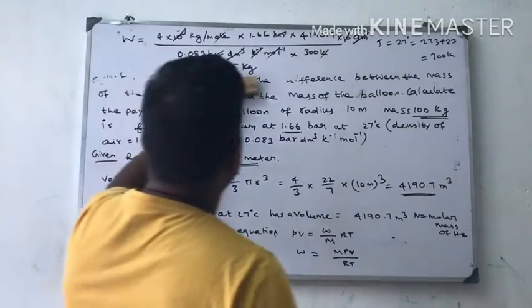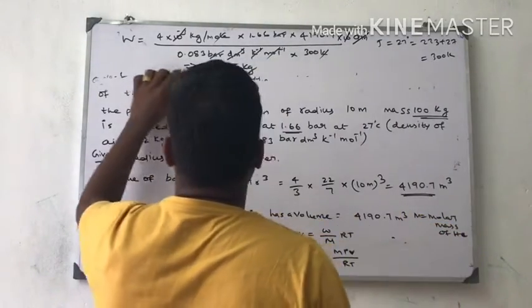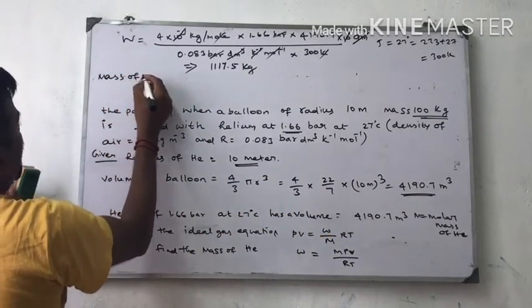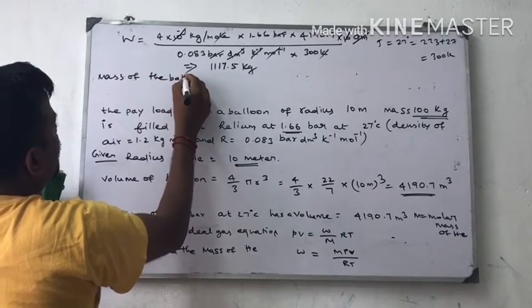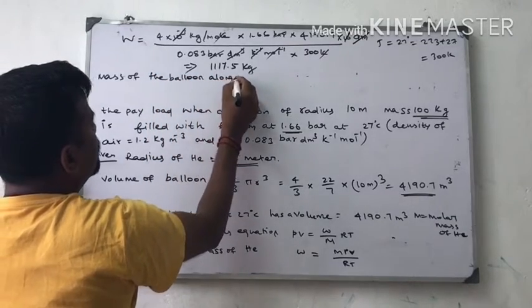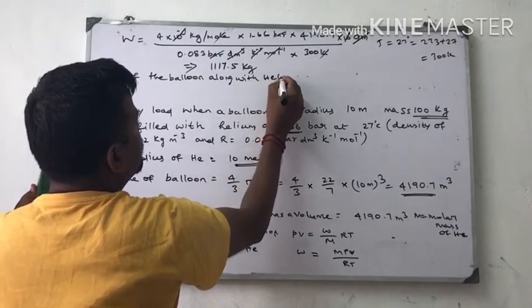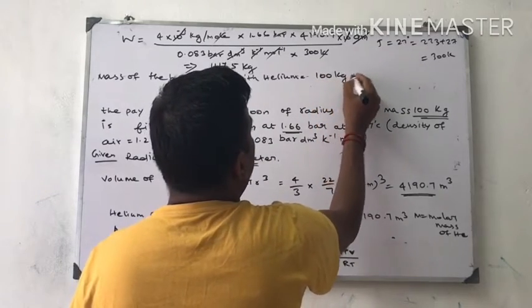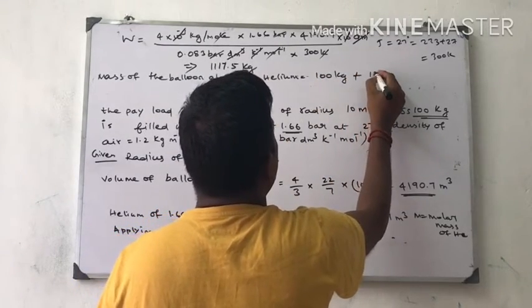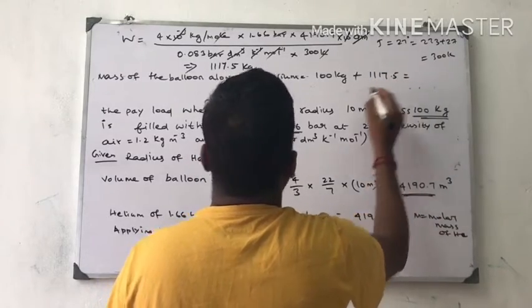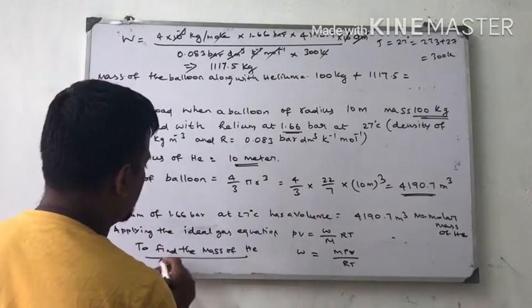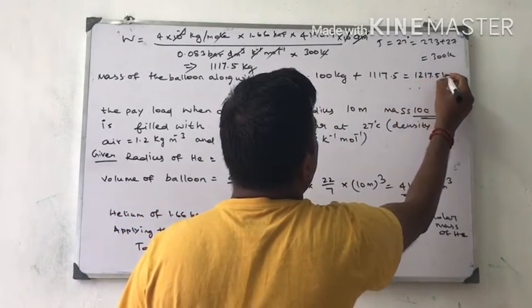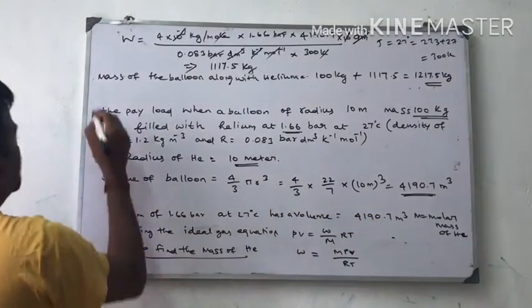Next point is the mass of the balloon along with helium. Mass of the balloon given is 100 kilogram plus helium weight 1117.5, which we found as the mass of helium. So we get 1217.5 kilogram. This is the mass of the balloon with helium.